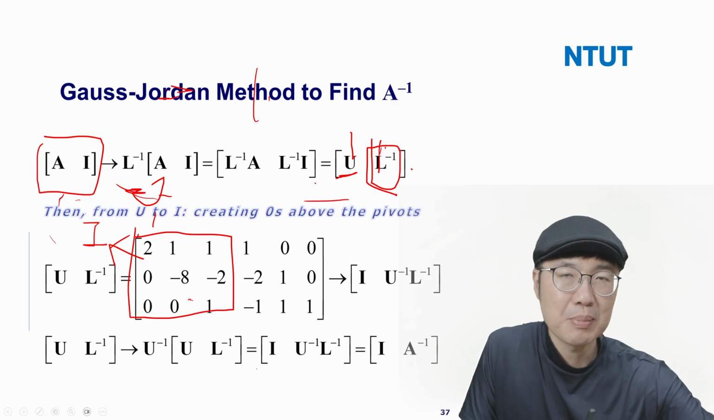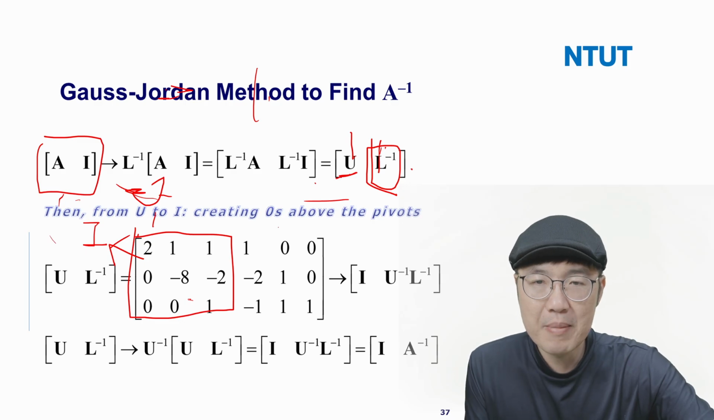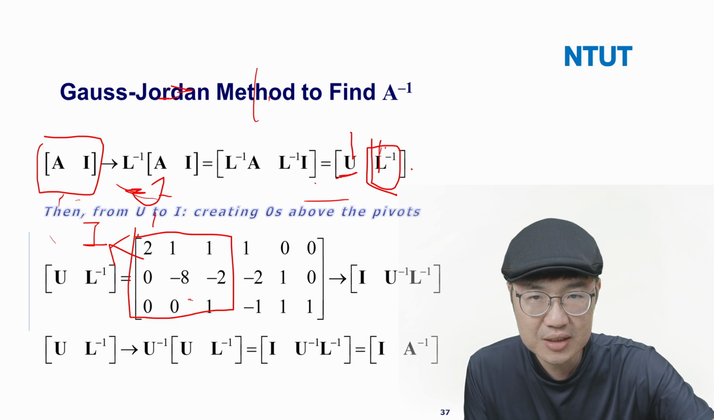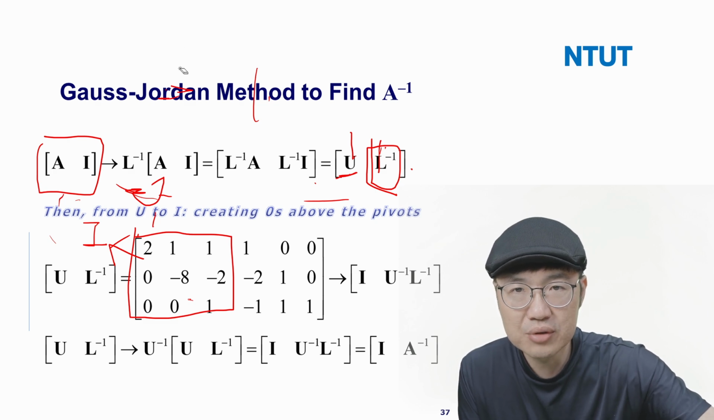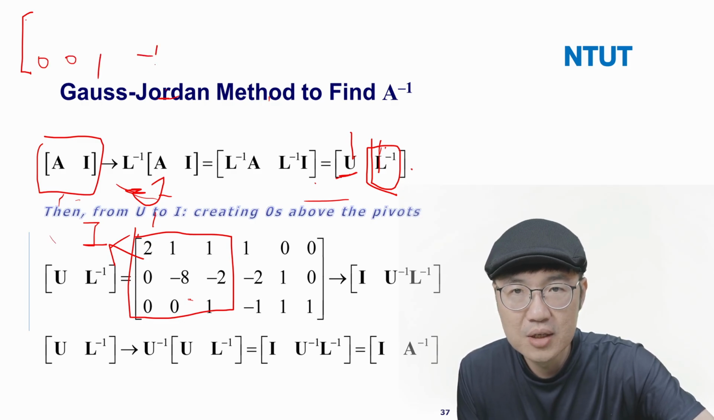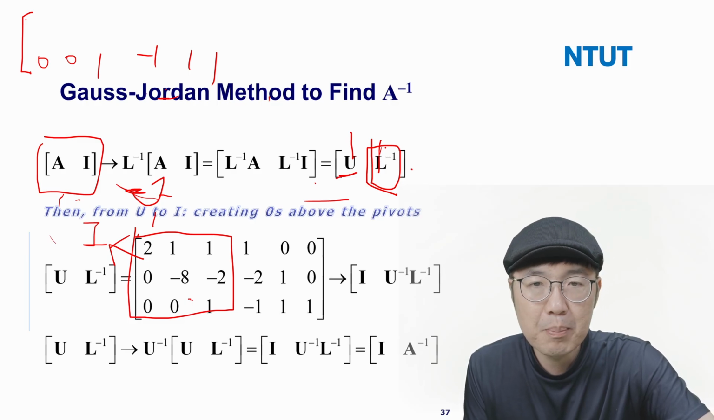Multiply some rows by something and add it to another row. Make this U be I. That's the key. So let's do it here. Unlike the forward part, we start with the third row and work backward.